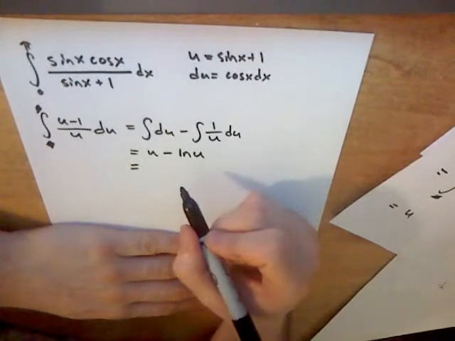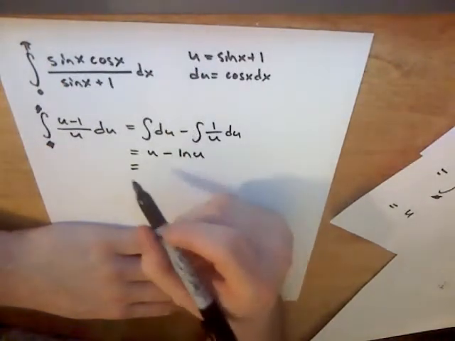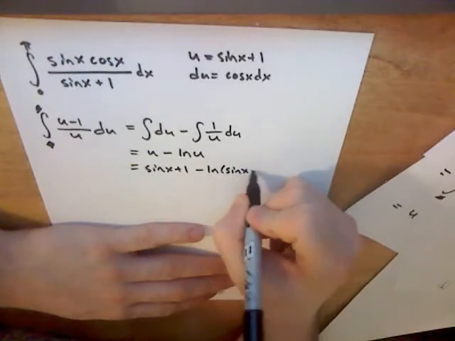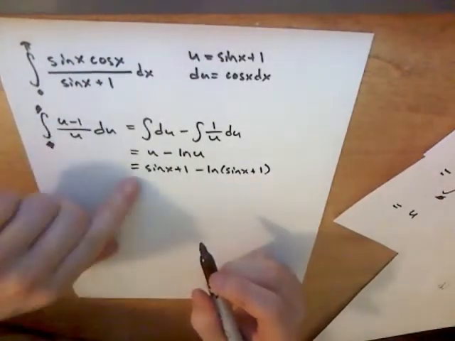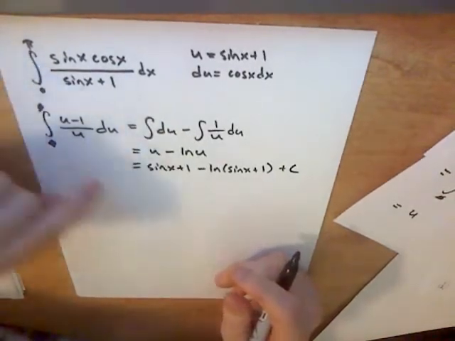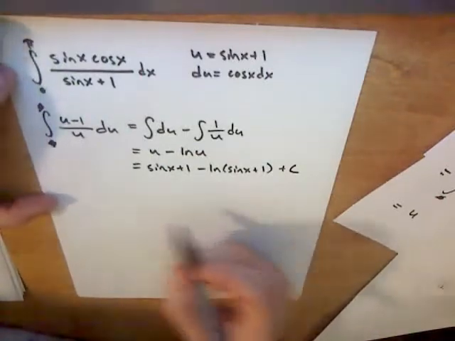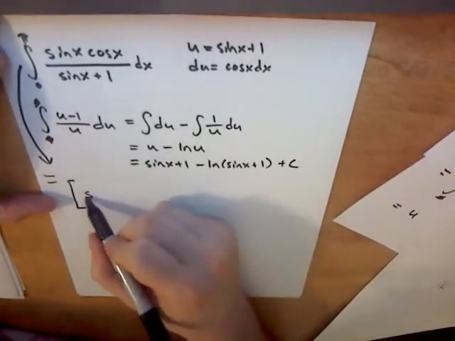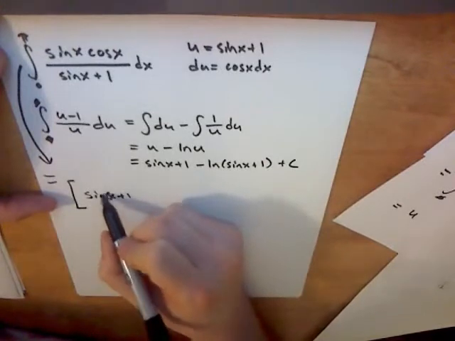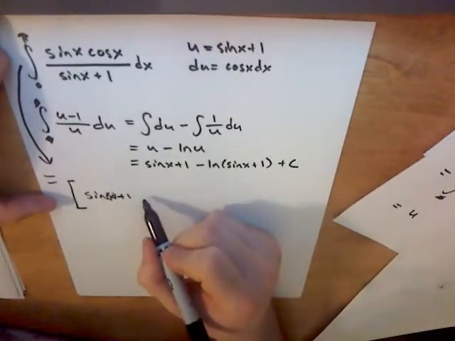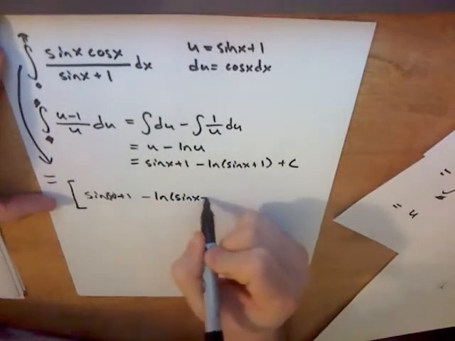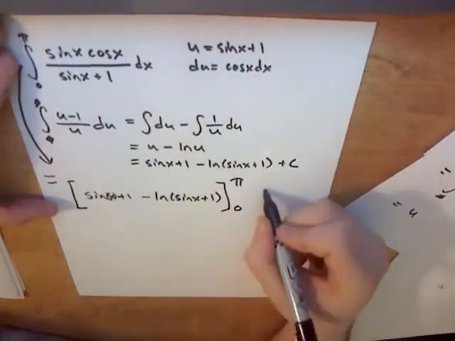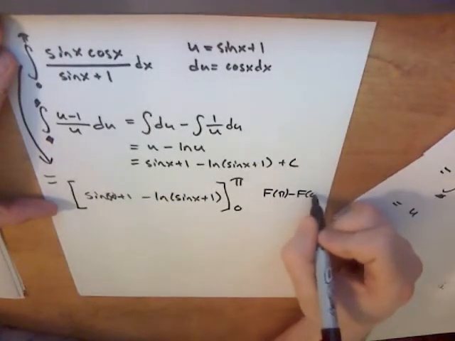Alright, we put u back in, and what do we get? We get sine x plus 1 minus ln of sine x plus 1. And this will have a plus C, but when we take the definite integral, we're going to add C and subtract C, so it disappears. And so the integral of this is equal to sine x plus 1 minus ln of sine x plus 1, evaluated from 0 to pi. So this is our F(pi) minus F(0).